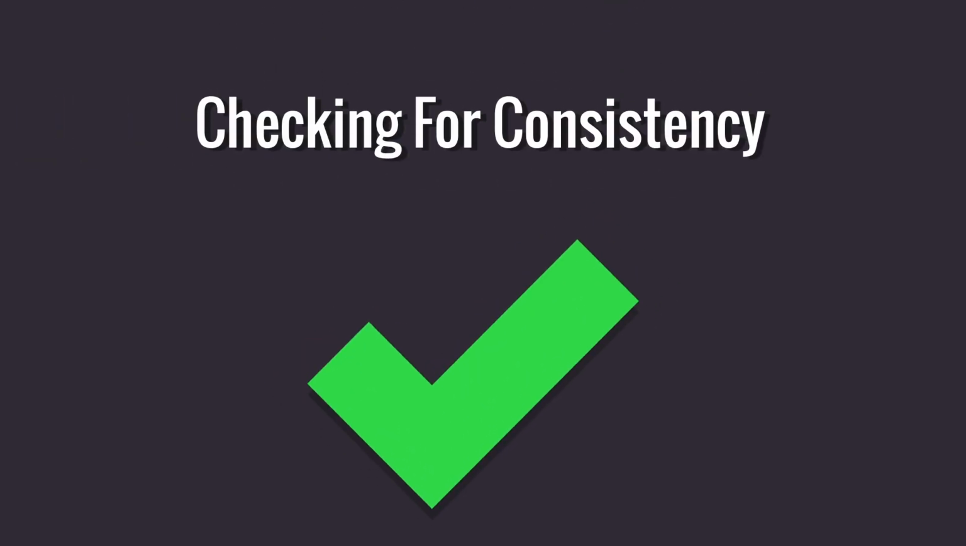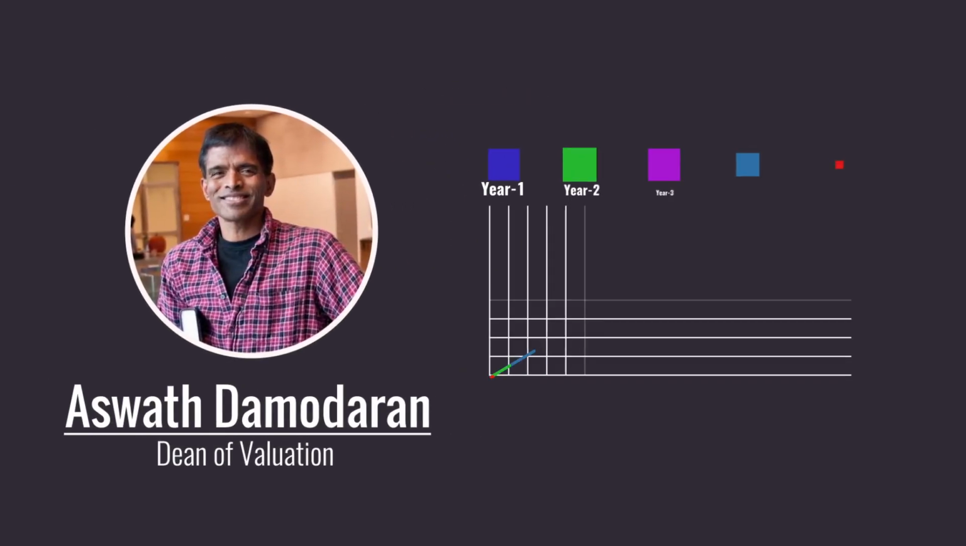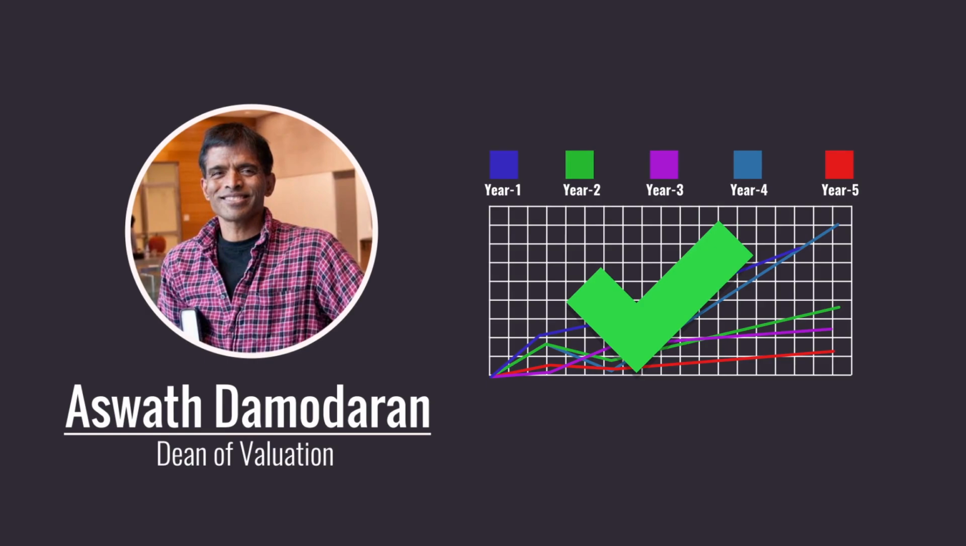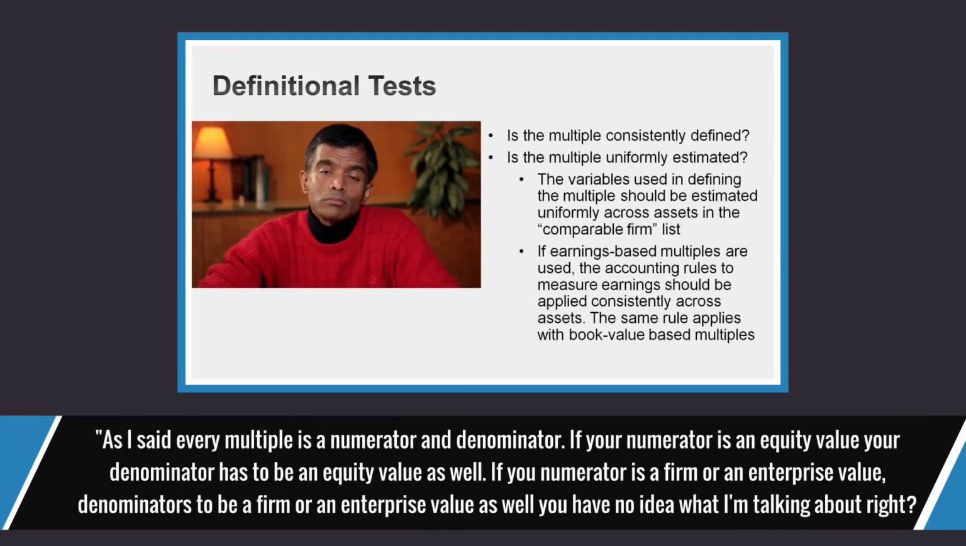Checking for consistency. According to Aswath's four-step process, the first thing we need to do is check if the multiple is consistent. As I said, every multiple has a numerator and a denominator. If your numerator is an equity value, your denominator has to be an equity value as well. If your numerator is a firm or an enterprise value, your denominator has to be a firm or an enterprise value as well. You have no idea what I'm talking about, right?